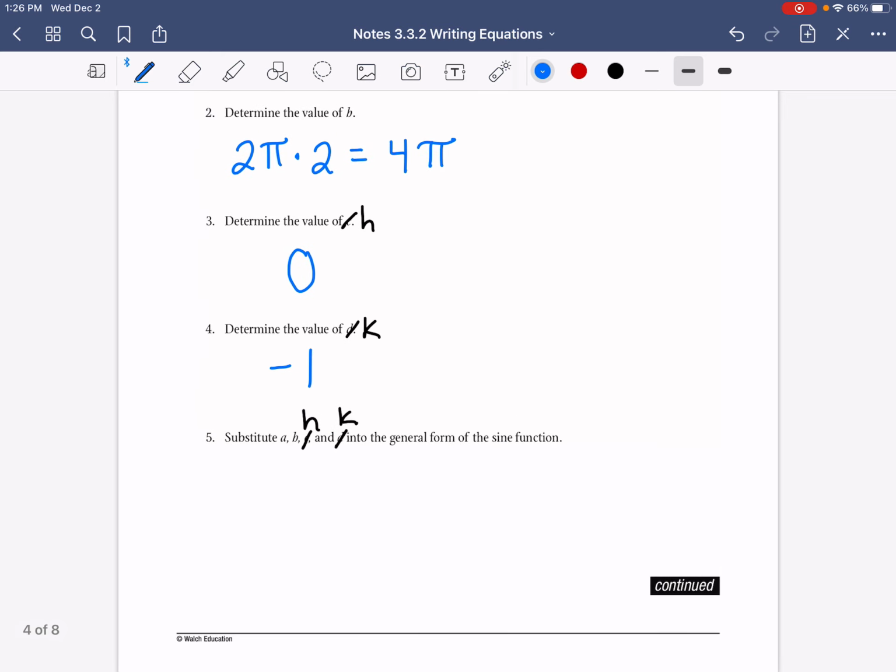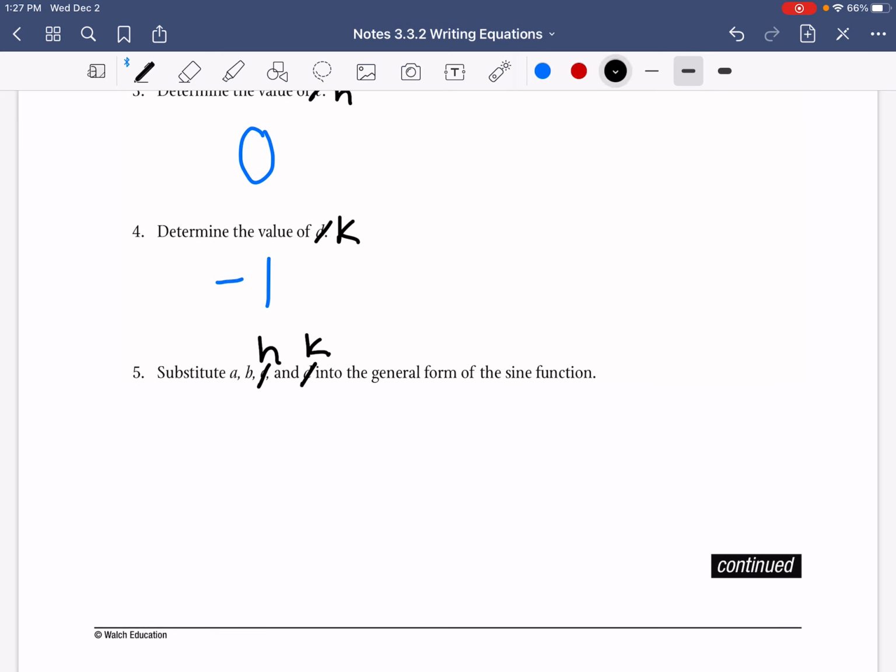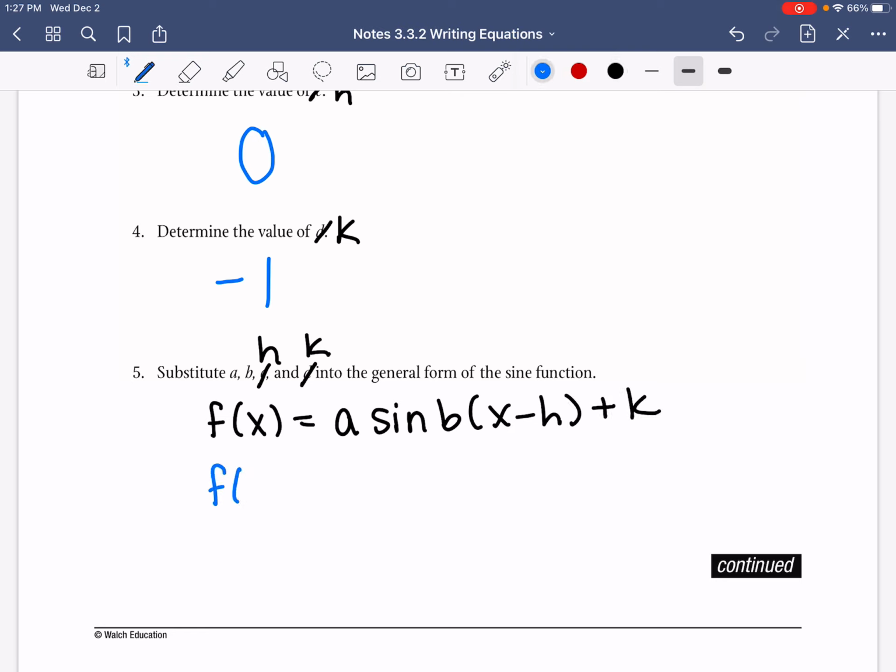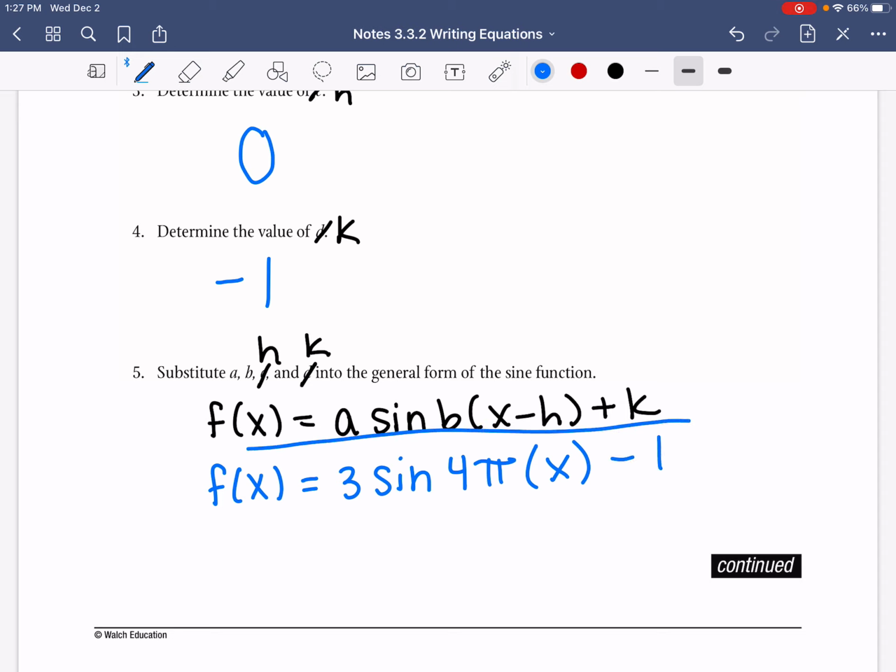So the last thing we need to do is go ahead and put them into the sine function, which is A sine of B times (x minus H) plus K. So I'm going to plug my pieces in. So we know A is 3. We know B is 4 pi. X minus H, which is 0. You technically don't have to write it. You could just close your parentheses. Some people don't even put the parentheses. And then my K is -1, and I'm done.